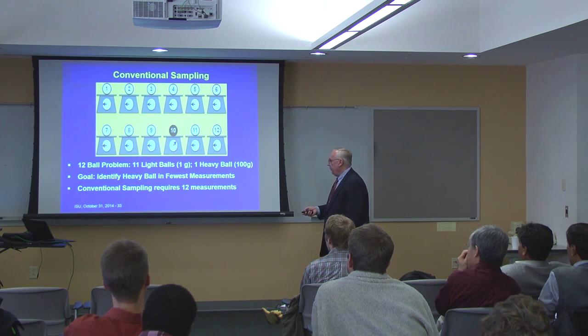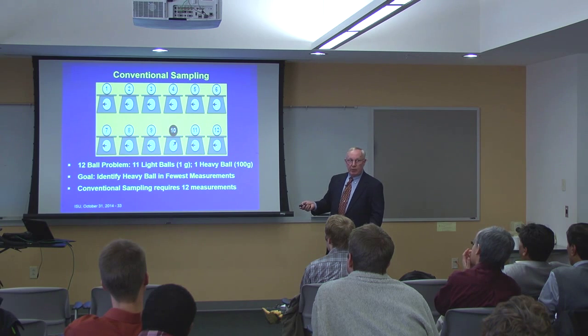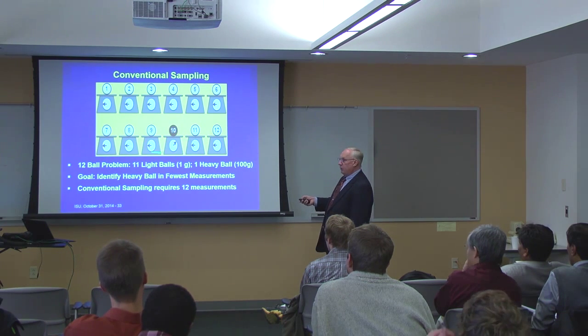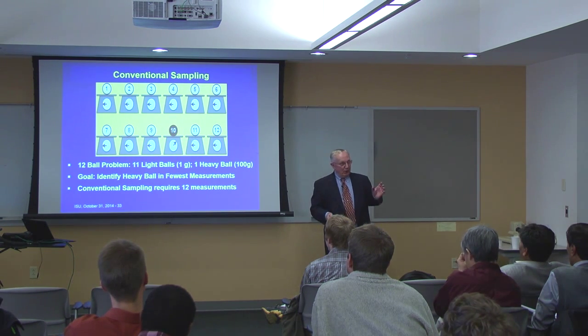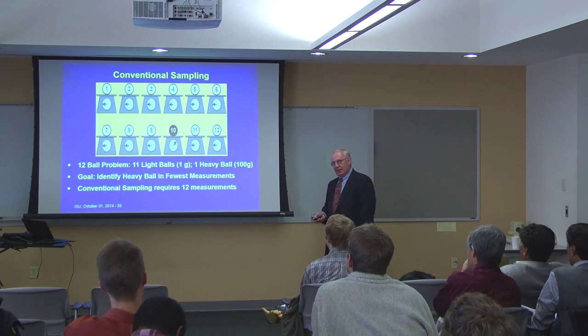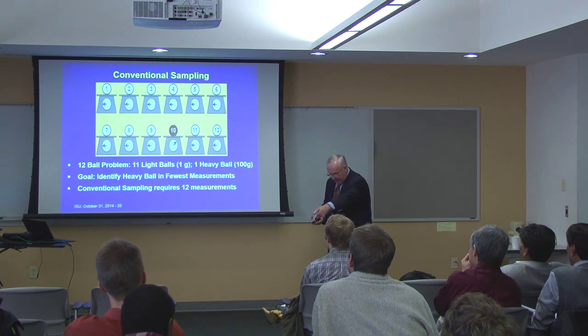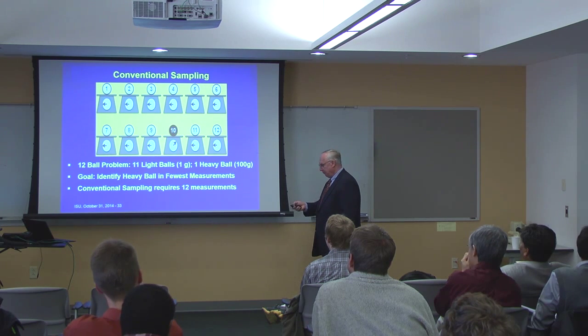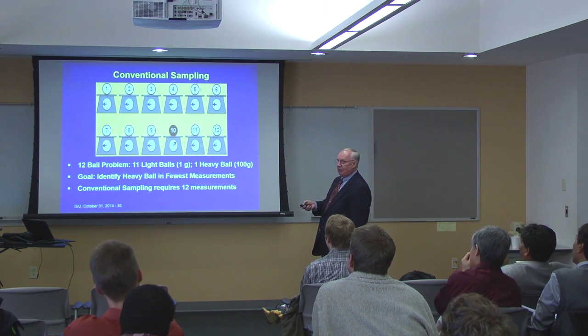Now, if I was at Berkeley, I would describe the Stanford approach to this problem, which would be to take 12 scales, put 1 ball on each scale, and the one that said 100 grams, I'd say, aha, that's the heavy one. But there are more clever ways to do that.